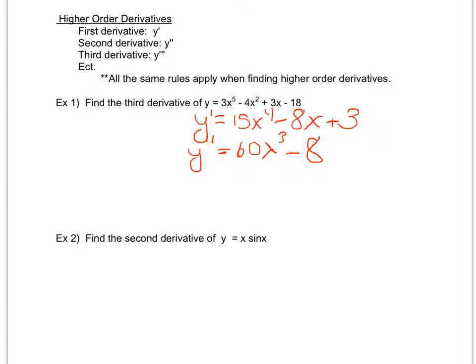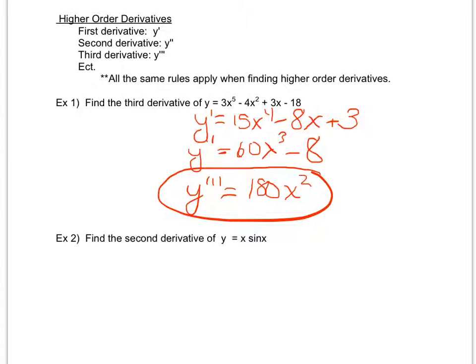Now that I have my second derivative, if I take the derivative of the second derivative, I will get my third derivative. And again, it's a polynomial, so using my power rule, 3 times 60 is 180, x squared. Again, my constant goes away, and there's my third derivative.